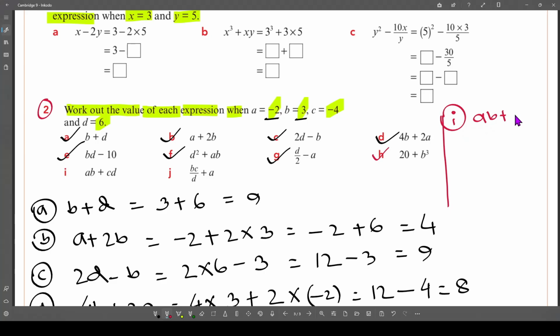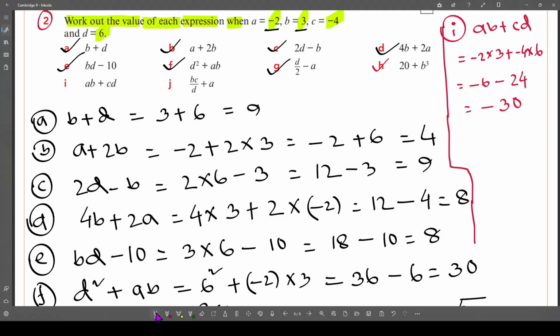ab plus cd. So a means minus 2 times b means 3, plus c means minus 4 times d means 6. So minus 2 times 3 is minus 6. Here is plus and minus. Minus 4 times 6 is 24. So minus 6 and minus 24 is minus 30. Okay, so number I done, and now the last question.